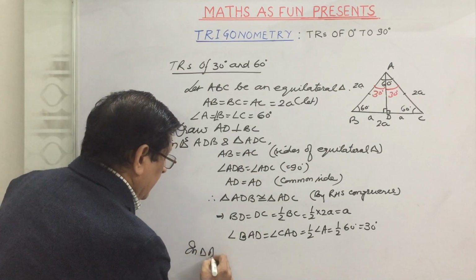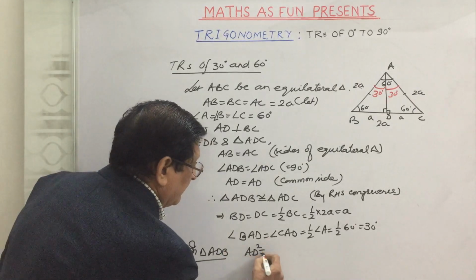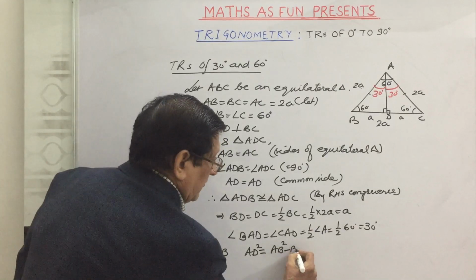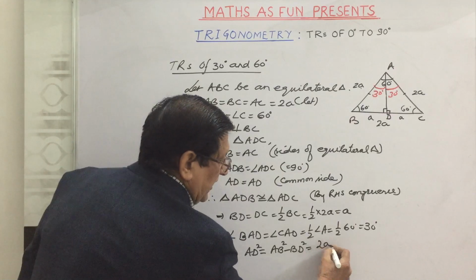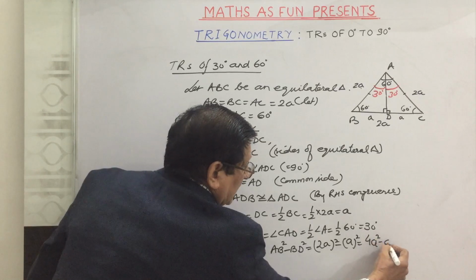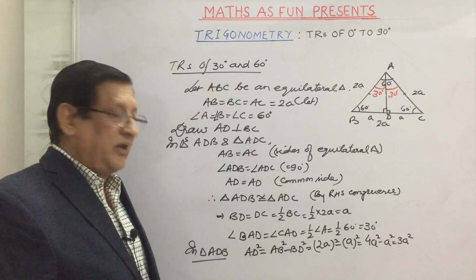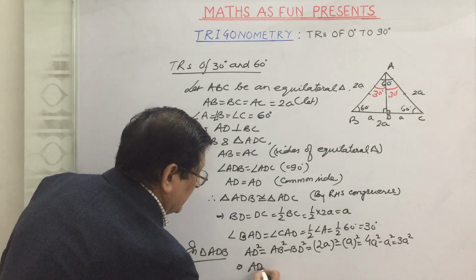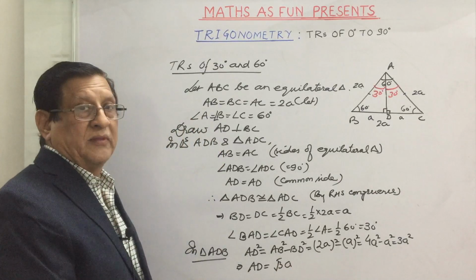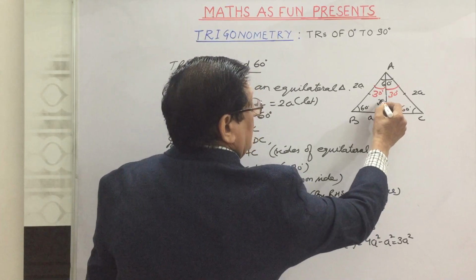In triangle ADB, we can say AD square will be equal to AB square minus BD square. AB is 2a, BD is a. Will it be 4a square minus a square, that is 3a square? If it is 3a square, certainly we get the length of AD, that will be root 3 a. So we have got the length of this side as root 3 a.